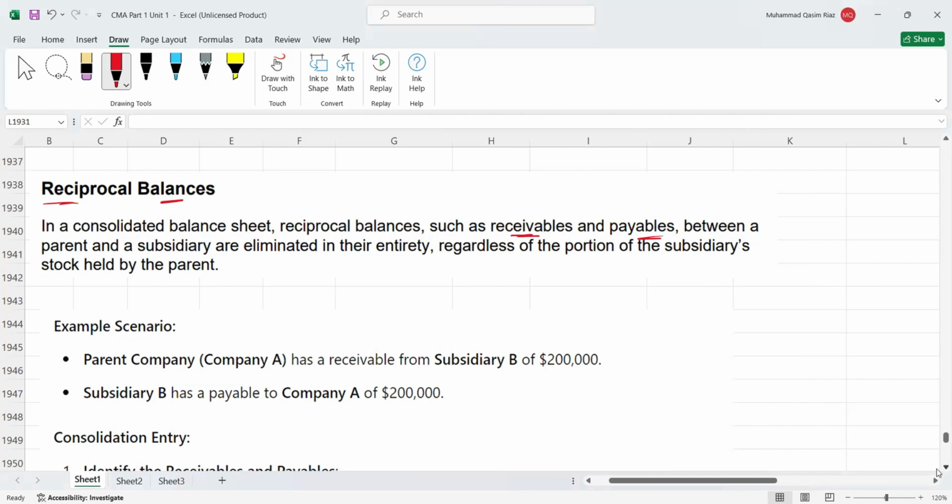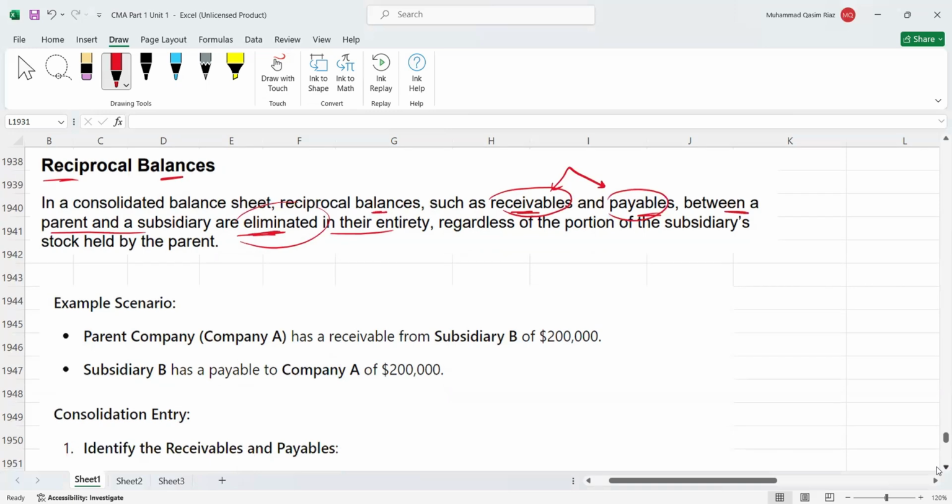So while we prepare the consolidated balance sheet, all reciprocal balances such as receivables and payables between a parent and subsidiary are eliminated. We have to eliminate them in their entirety. So we have to eliminate all the balance, right? How you will eliminate, I'm just going to show you, because this first example is just about intra-entity receivables and payables. So let's assume we have a small example here.